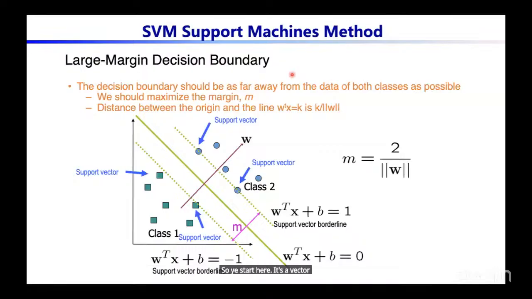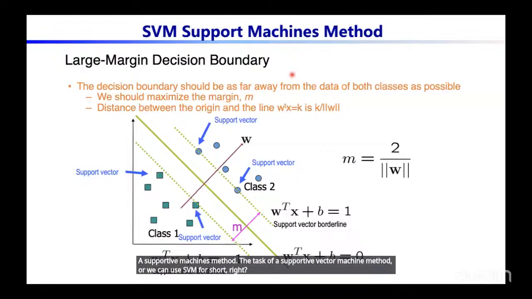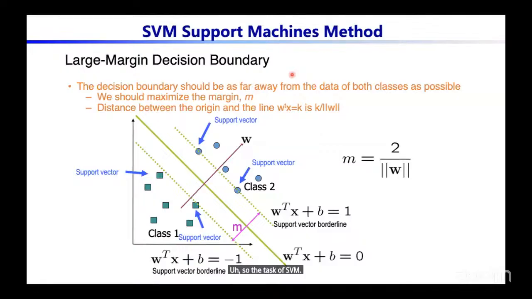We want to select those vectors that are closest to the other side. These vectors are called support vectors. The task of a support vector machine method, or we can use SVM for short, right? So the task of SVM is to find the borderline based on the position of support vectors. Okay.